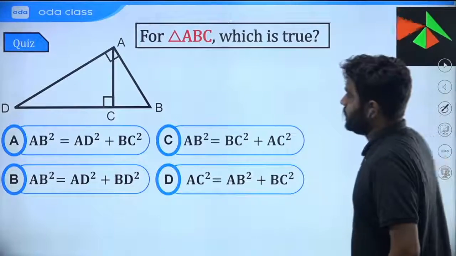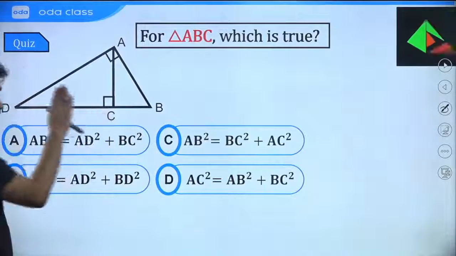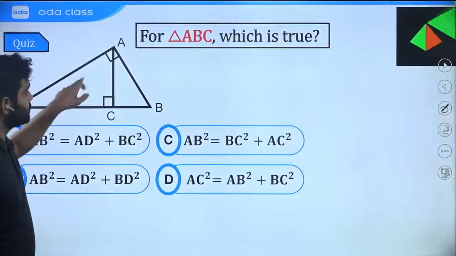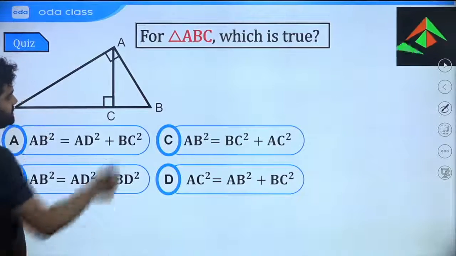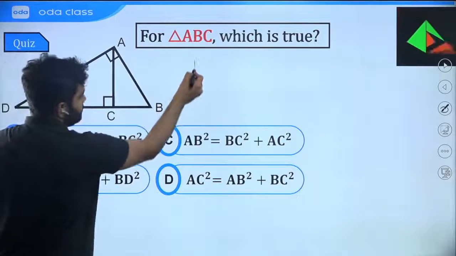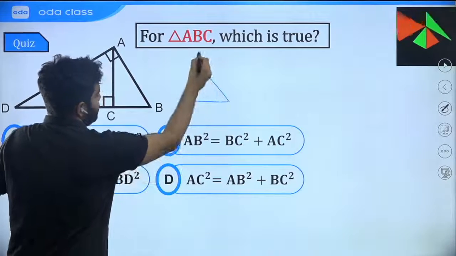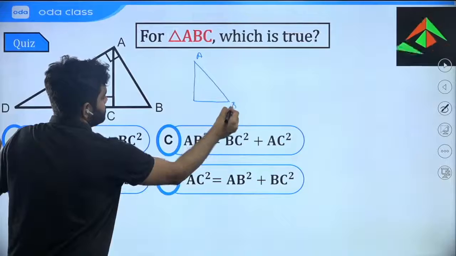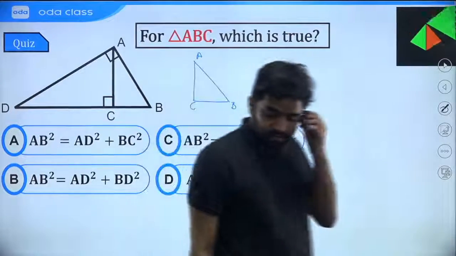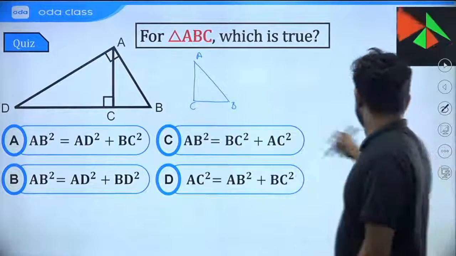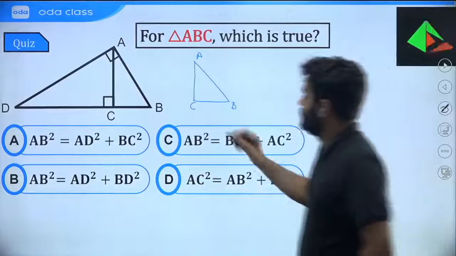Now this was about applying the theorem in the bigger triangle, and I told you there are three triangles in total, two small triangles and one big triangle. Now we need to apply the Pythagoras theorem in the triangle ABC, the smaller one. Let's make the triangle ABC here: A, B, C. First we need to know where the 90 degree is. Please tell me where the 90 degree angle is. The 90 degree angle is formed at C.